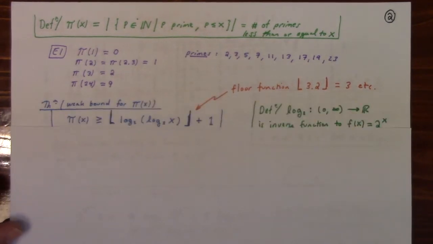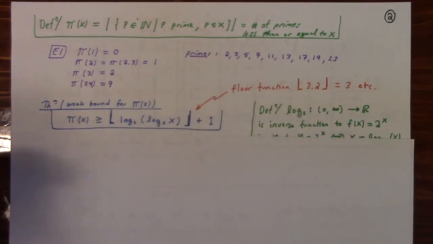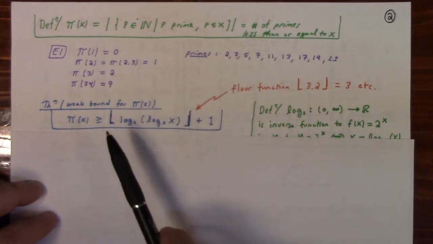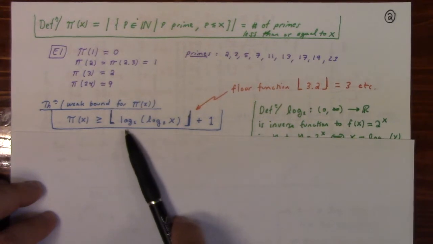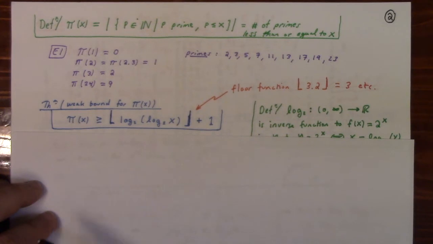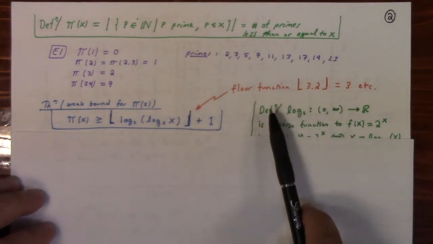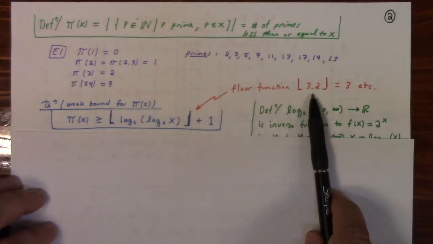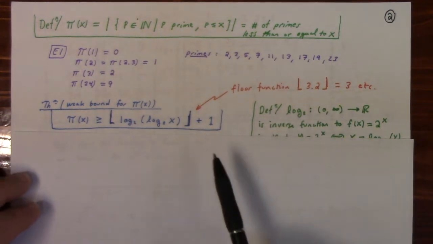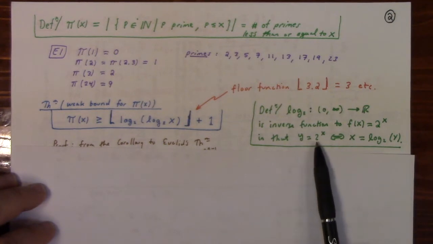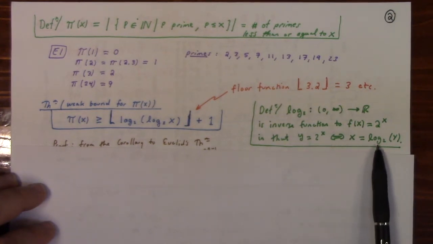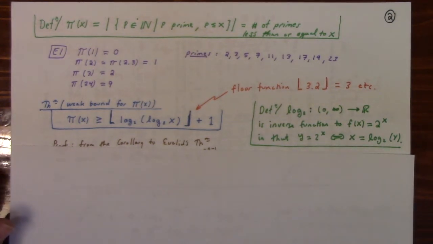What's neat is that there's this, I mean, I'm not sure how neat it is, but here's a bound for pi of x. It's the floor of the log base 2 of the log base 2 of x plus 1. So remember the floor function, like the floor of 3.2 is 3. All right. And log base 2 is the inverse function of the 2 to the x. So like y equals 2 to the x if and only if x is equal to log base 2 of y. All right, so let's kind of sort through this here right quick.